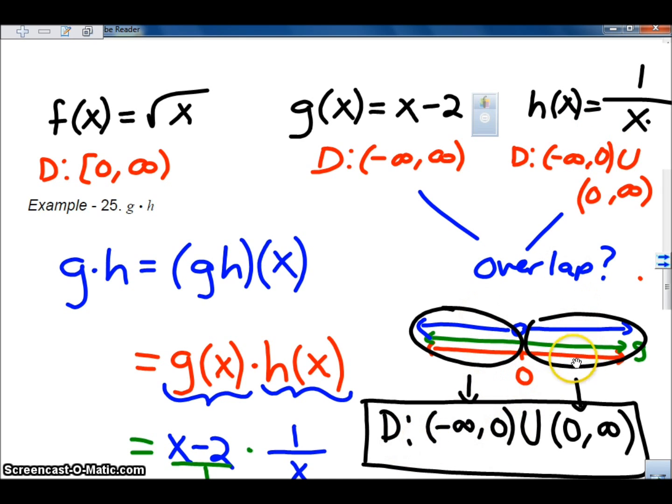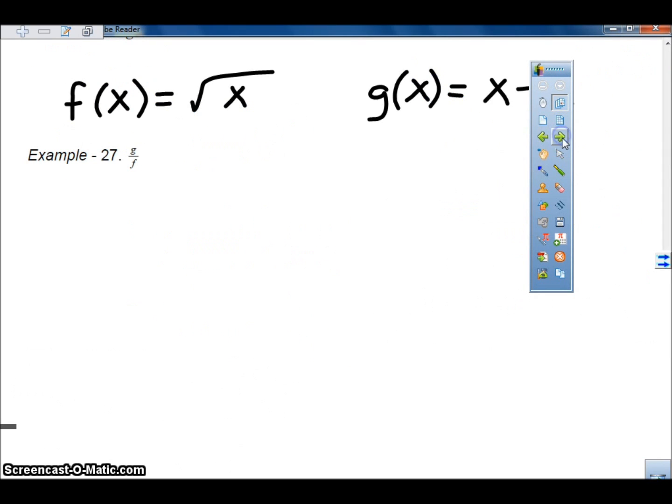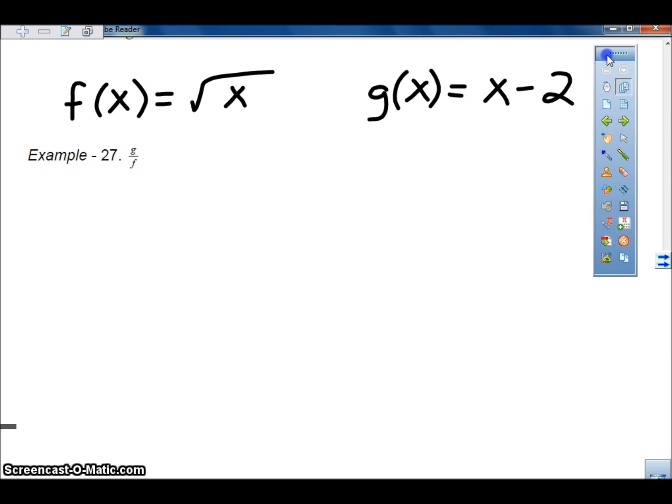But again, you want to find where they're overlapping each other. That's the domain of the new function that you've just created. So the new function is x minus 2 over x, and its domain would be negative infinity to 0, union 0 to infinity. Right. I want to look at one more example at this time anyways.